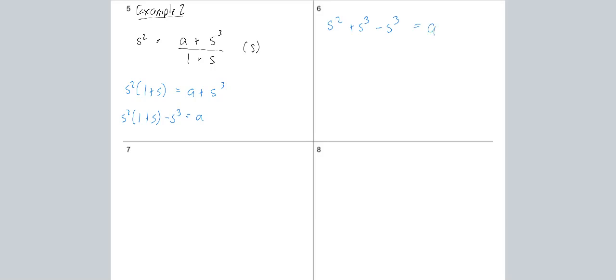Good news, we've got two common terms there, s cubed and minus s cubed, or like terms, so they'll eliminate each other. So it ends up being really simple, even though it looked really hard at the start. So s is equal to the square root of a, and we're done.